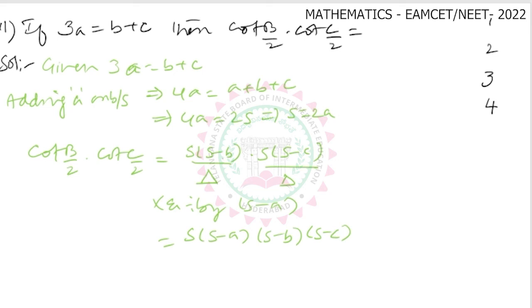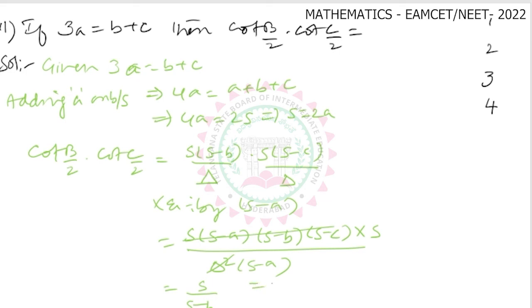What is the leftover? s by delta square into s minus a. Now you observe that delta square with this whole thing cancels. So this is nothing but s by s minus a, right?